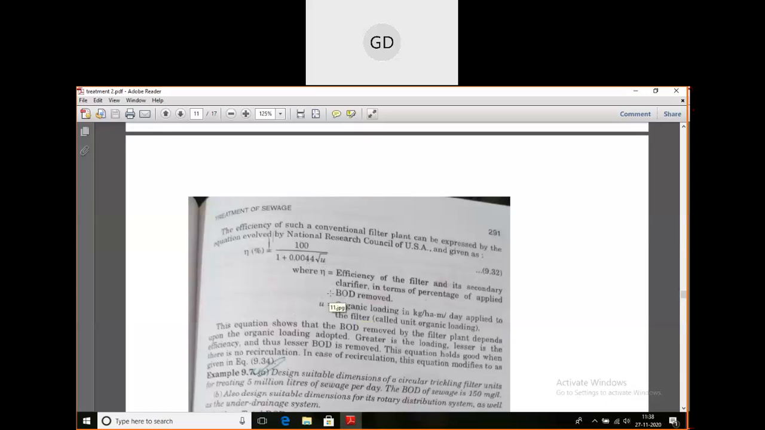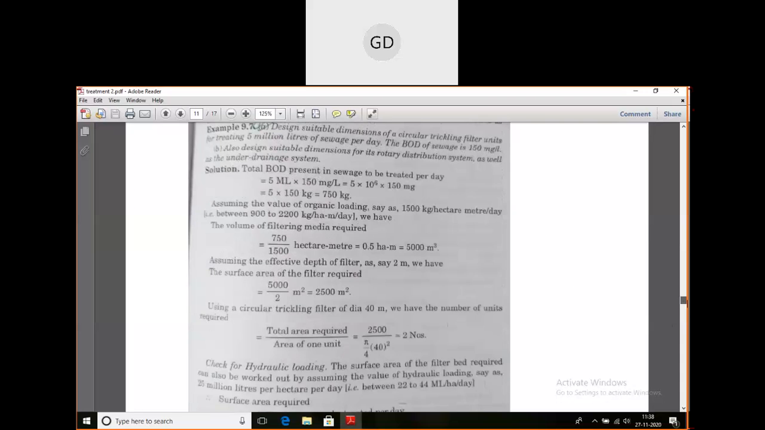You have to remember this formula for finding out the efficiency if it is asked in the design numerical. Then only you will have to use this efficiency formula, which is η = 100 / (1 + 0.0044 √u). Eta is your efficiency, and what is u? u is your organic loading in kg per hectare meter per day.